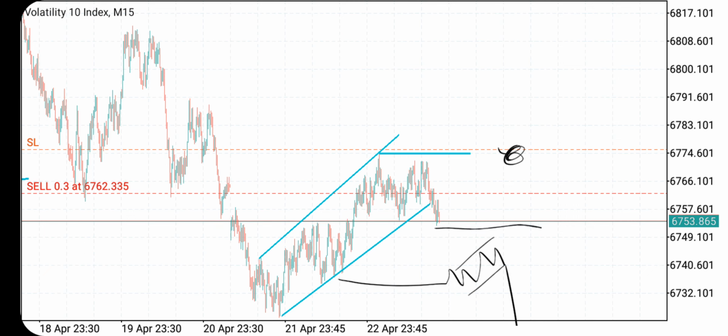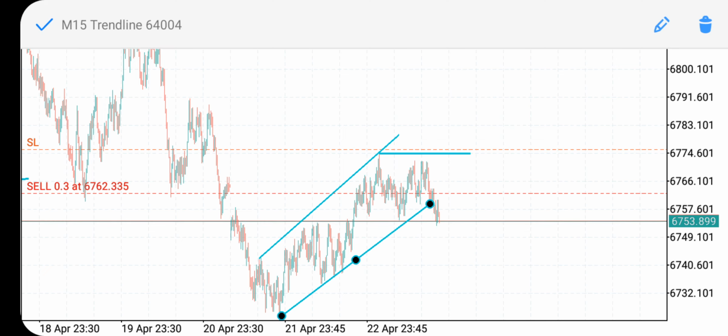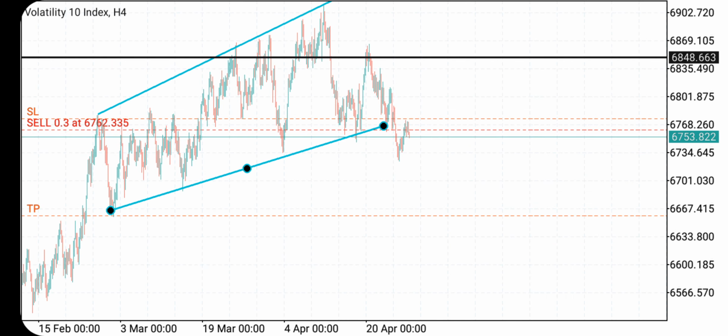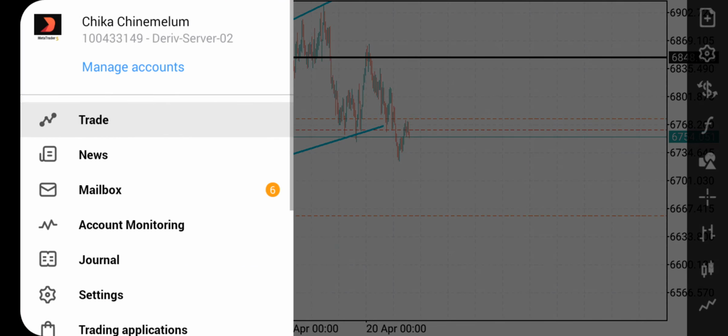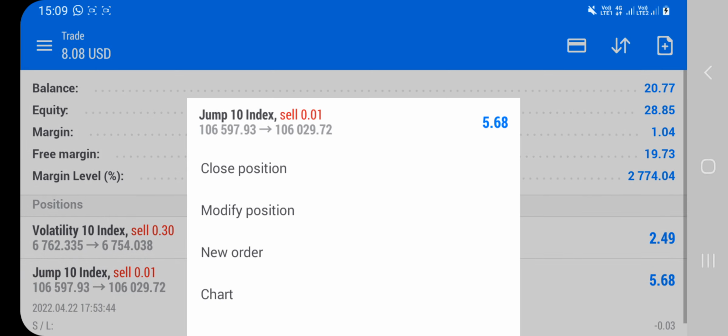Okay, and then we'll push to the downside. Okay, so that was my top-down analysis on VIX 10. Okay, so let me just leave it here. Sorry for that. Again, let me go to the Jump 10. I think they are similar.